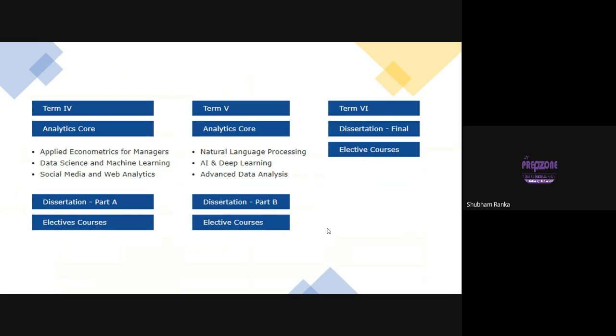Then term 4, term 5 and term 6. Term 6 is mostly about elective courses and the final project. In term 5, we are going to learn natural language processing, AI and deep learning, advanced data analysis.